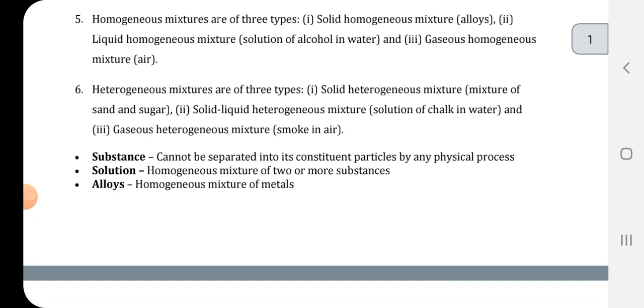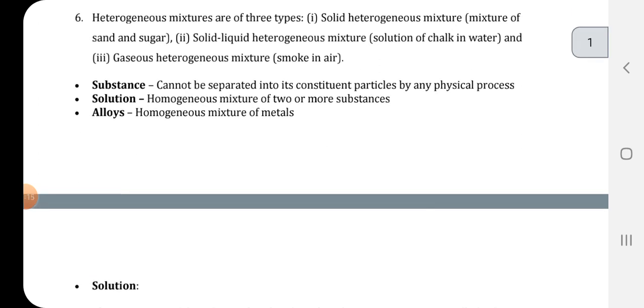Homogeneous mixtures are of three types: solid homogeneous mixture, that is alloys; liquid homogeneous mixture, that is a solution of alcohol in water; and gaseous homogeneous mixture, that is the air. Heterogeneous mixtures are of three types: solid, that is a mixture of sand and sugar; solid-liquid, that is a mixture of chalk and water; and third, gaseous, that is smoke and air.